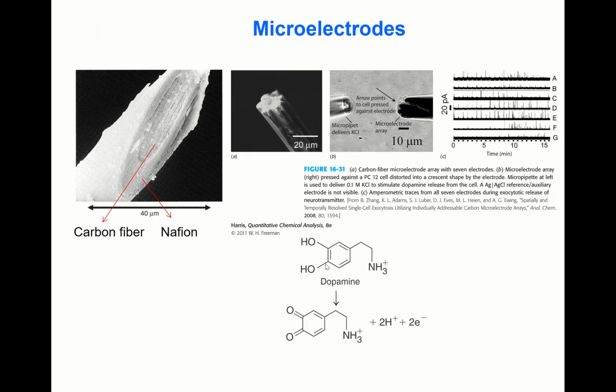Okay, but there are very small electrodes called microelectrodes. Now look at that. This is the scanning electron microscope image of carbon fiber. This is carbon fiber at the center, embedded in Nafion. This Nafion is a polymer. This size is quite small. From here to there is a 40 micrometer size. Very small. But this is another one.